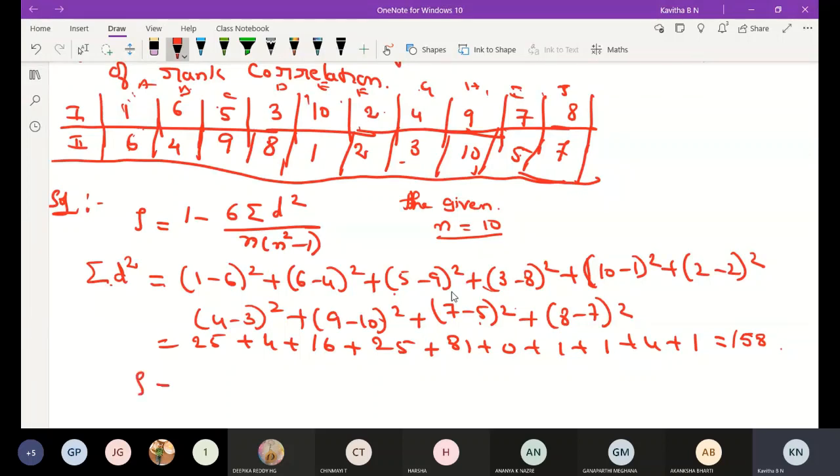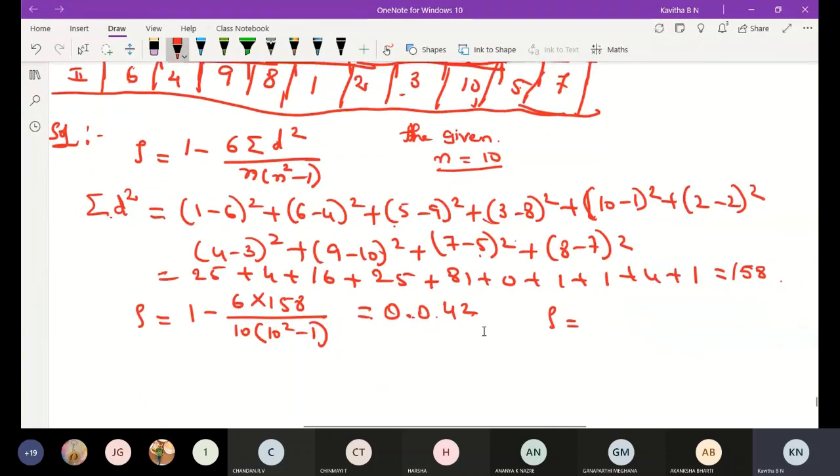Then rho is 1 minus 6 into summation of d square, which is 158, divided by n, here 10, into 10 square minus 1. Then this is the coefficient of rank correlation.